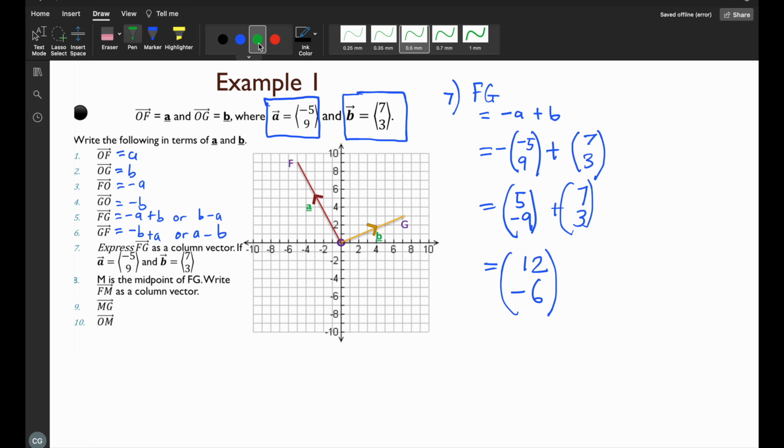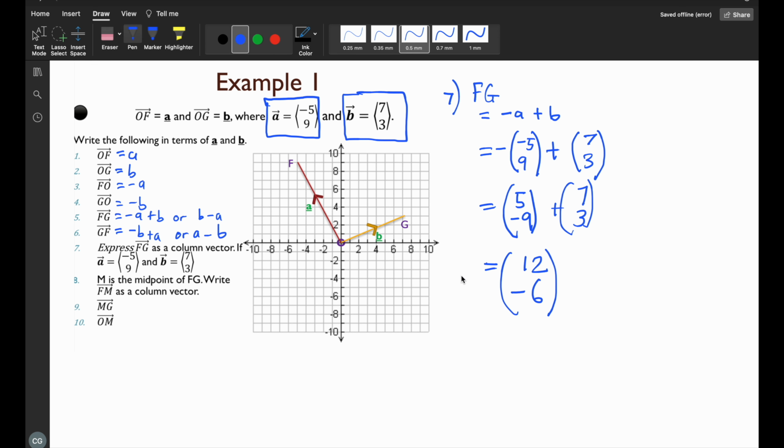And we could also test it out. We go 1, 2, 3, 4, 5, 6, 7, 8, 9, 10, 11, 12. Then we go down 6: 1, 2, 3, 4, 5, 6. All right, so that's that one.